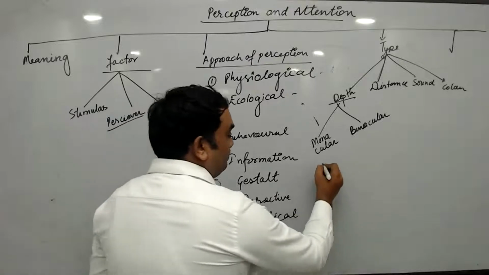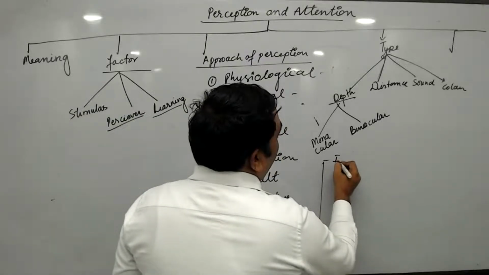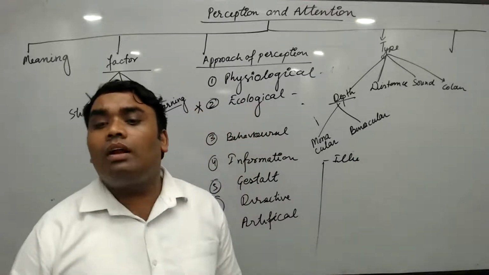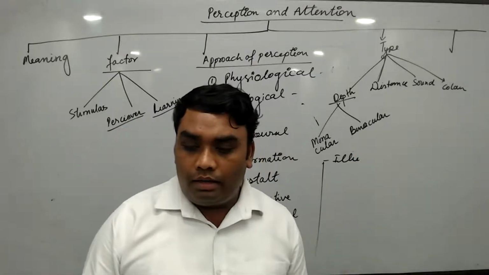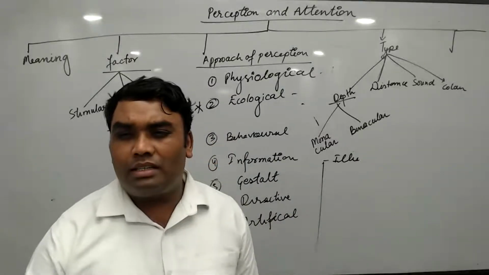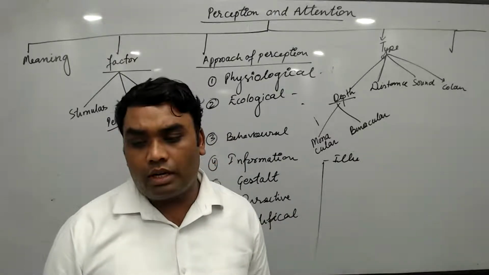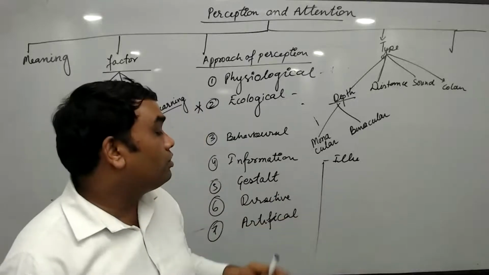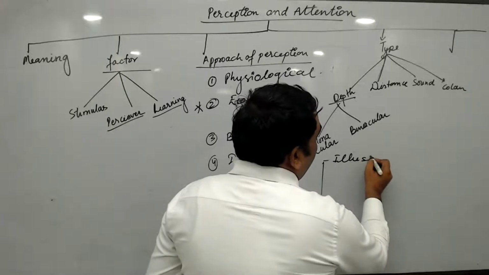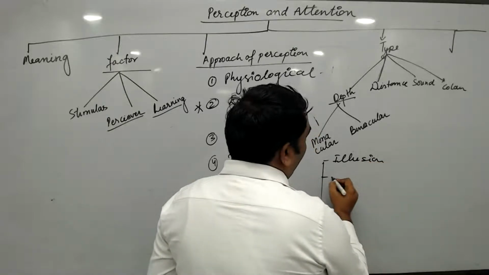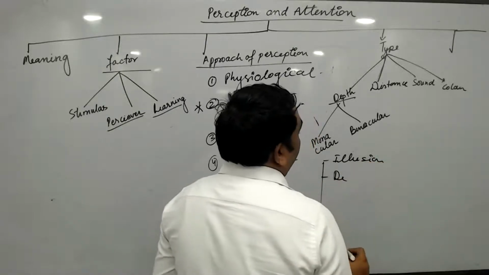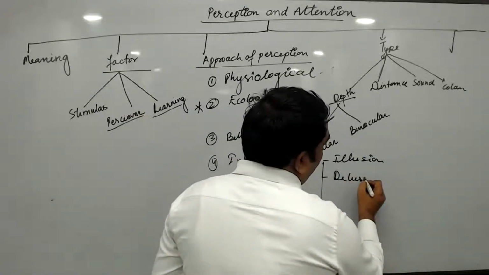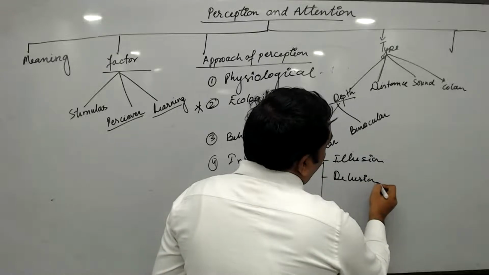Even you can write here illusion. We have different types of illusion. Ponzo illusion, phi illusion, Muller-Lyer illusion. Right, around 7 to 10 types of illusions are there, minimum 10 types. Illusions, Gestalt illusions. Then delusion is there. Delusion or hallucination.